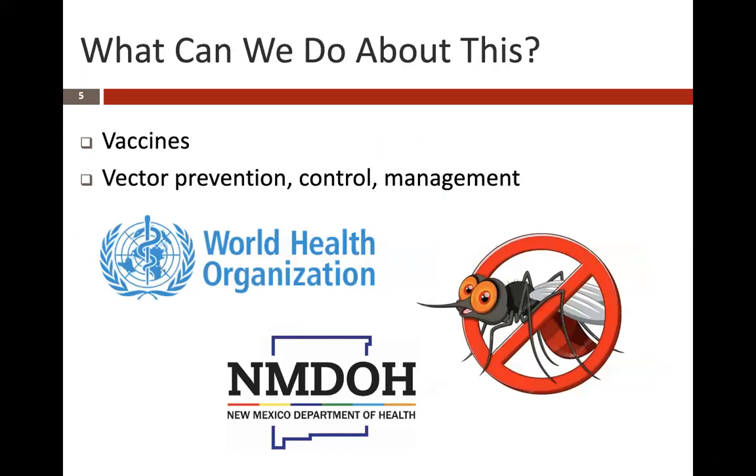Now, what can we do about it? Well, vaccines are potentially one option, and there are vaccines for some of those viruses. But to just give one example, chikungunya, for instance, there's no vaccine for it. And so the next best thing we can do is to try to prevent, control, and manage the vectors that transmit those diseases in the first place. And if you look at various organizations from the more local to the global scale, let's say New Mexico Department of Health to the World Health Organization, they've all developed vector control plans and are actively trying to manage and control those situations.